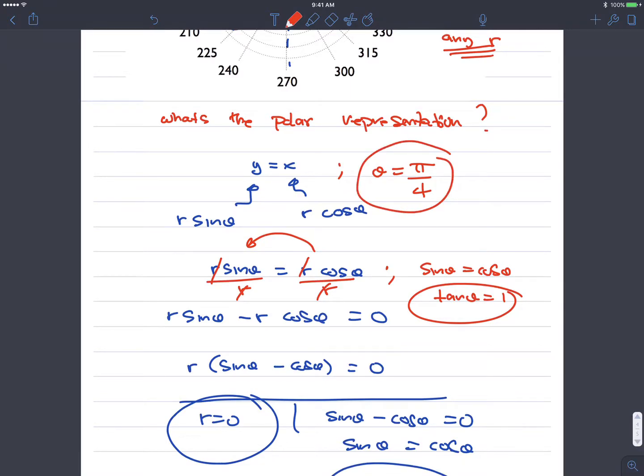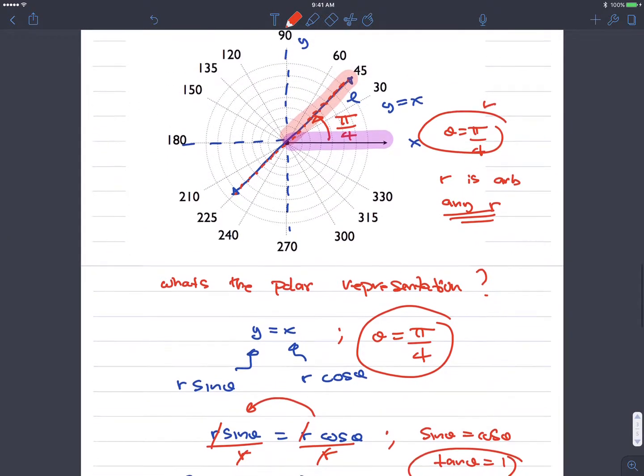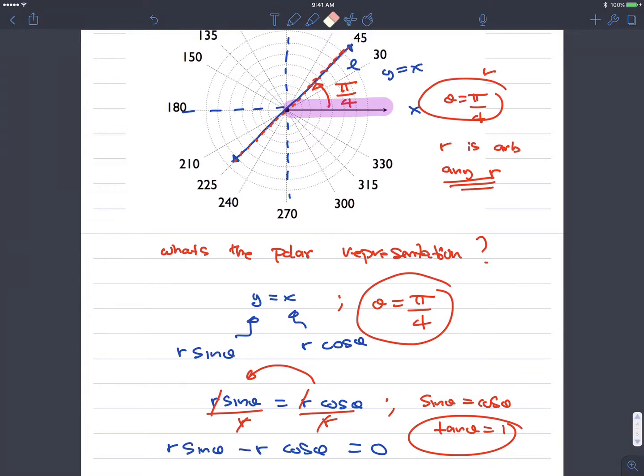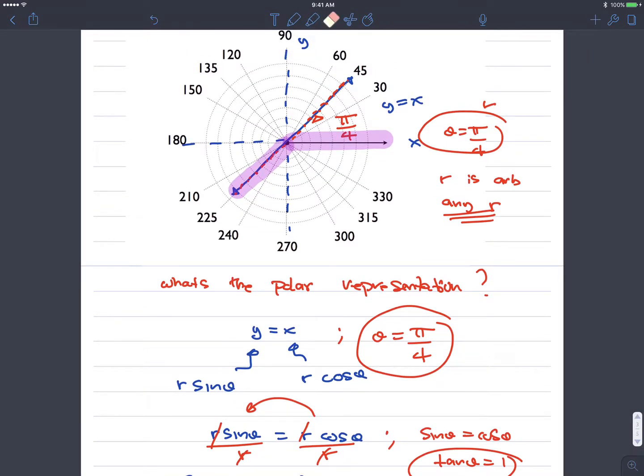And you might ask me, what about the other value, 5 pi over 4? Well, if it's 5 pi over 4, notice the same thing. You essentially get the same line. And you might say, why is that? Because now, if I rotate this 5 pi over 4, here's my rotated angle. Every point on this purple region is positive. Every point over here opposite is negative. So I have all my negative radius values over here in red.